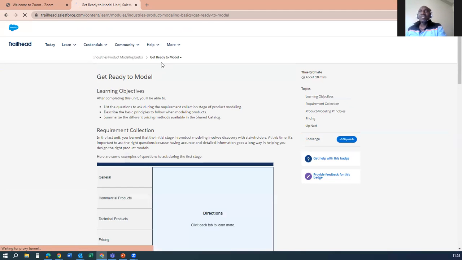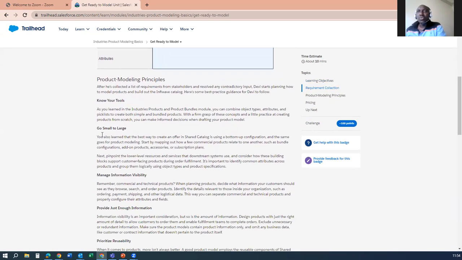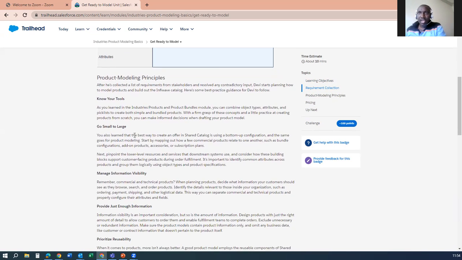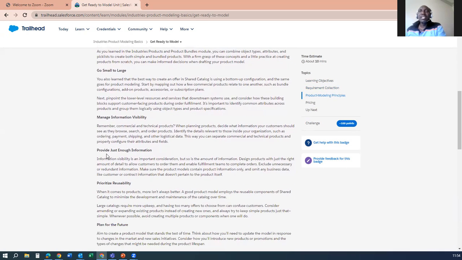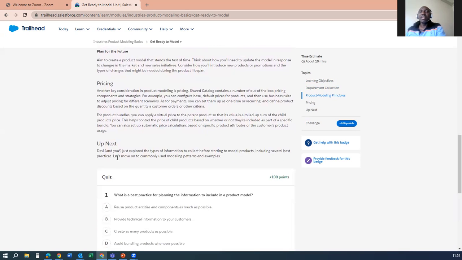The next unit says, Get Ready to Model. The learning objectives are: list the questions asked during the requirement collection stage in product modeling, describe the basic principles to follow when modeling products, and summarize the different pricing methods available in the shared catalog. So the requirement collections are these. You read through this. The product modeling principles are these: know your tools, go small to large, manage information visibility, provide just enough information, prioritize reusability, plan for the future, and then the pricing.